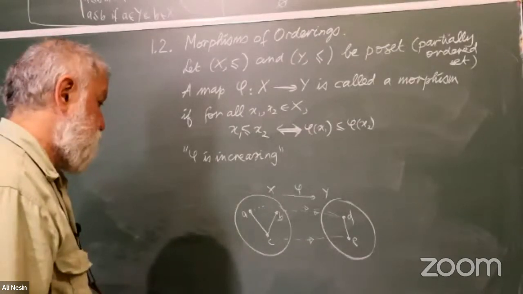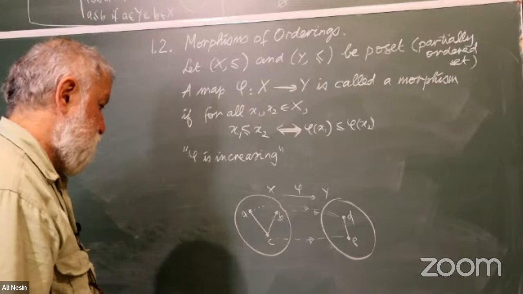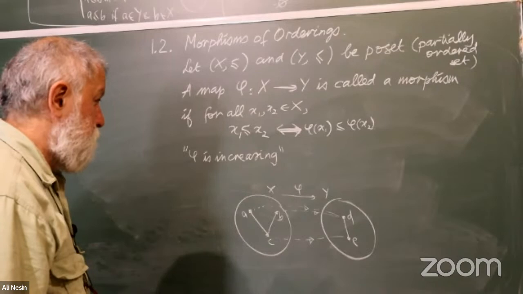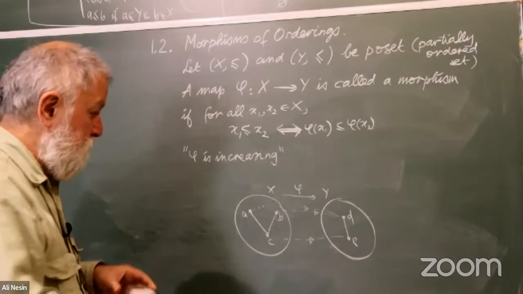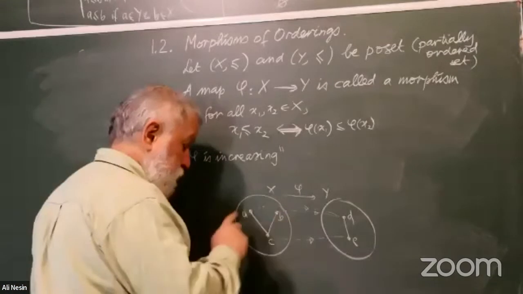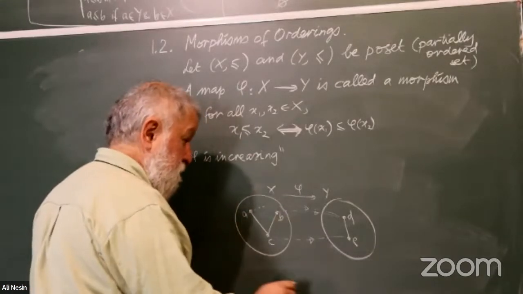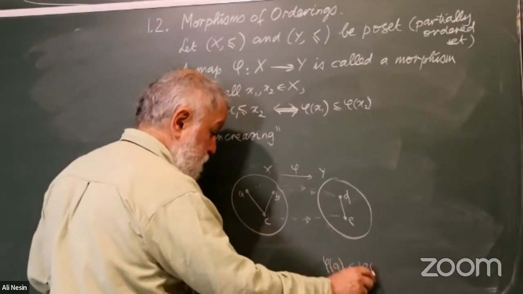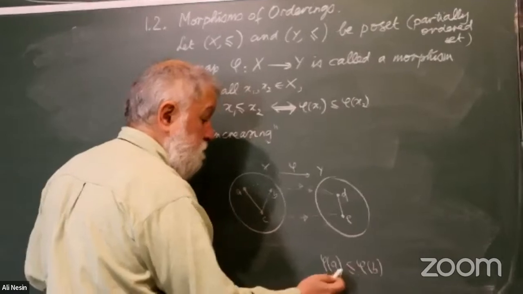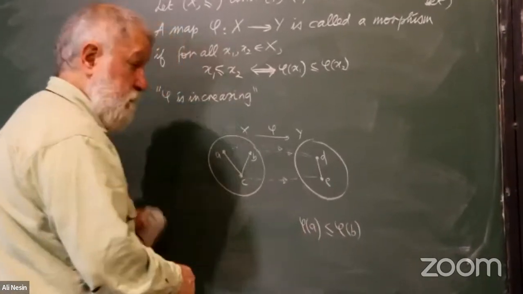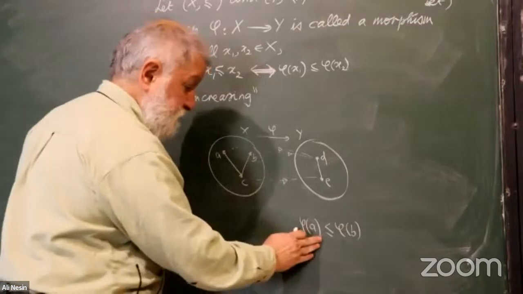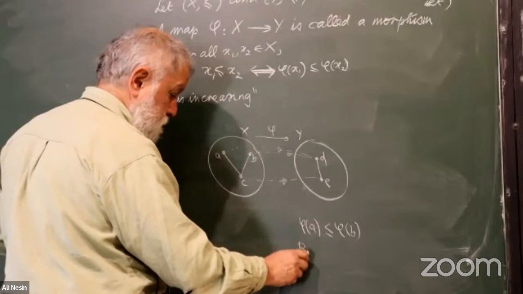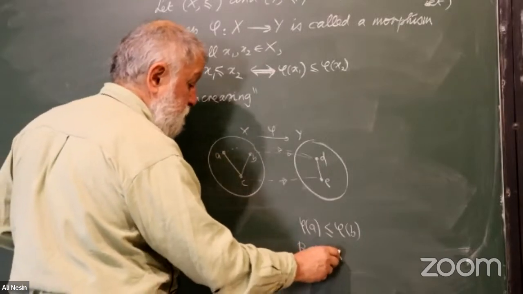No, it's not true. It looks like a homomorphism, but it's not. Because phi of A is less than or equal to phi of B, since they're equal. Phi of A and phi of B are equal, so this is true. But A and B are not comparable.